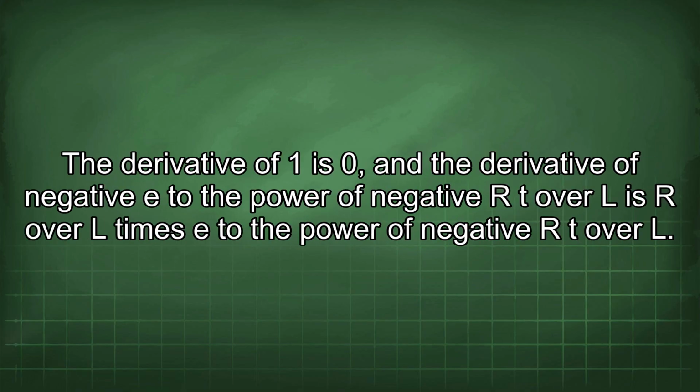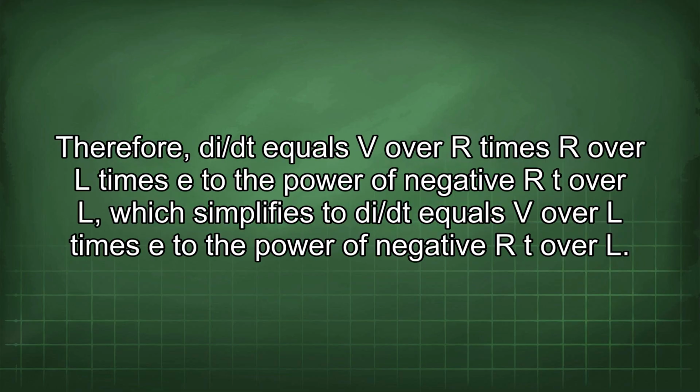The derivative of 1 is 0, and the derivative of negative e to the power of negative Rt over L is R over L times e to the power of negative Rt over L. Therefore, dI/dt equals V over R times R over L times e to the power of negative Rt over L, which simplifies to dI/dt equals V over L times e to the power of negative Rt over L.